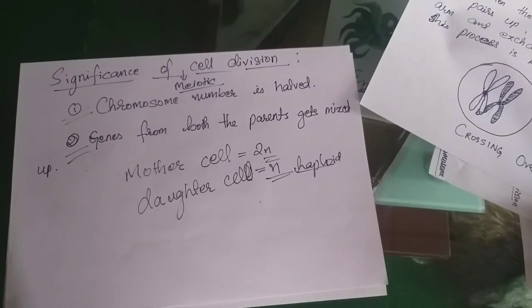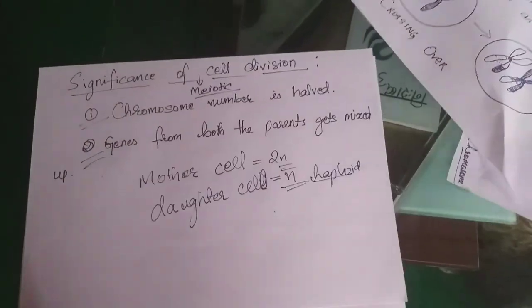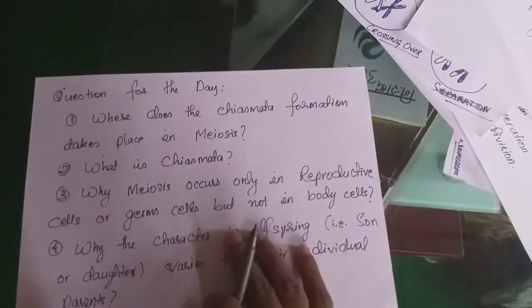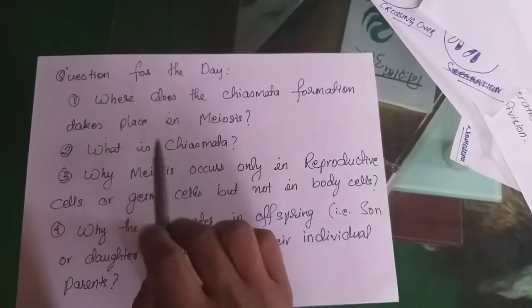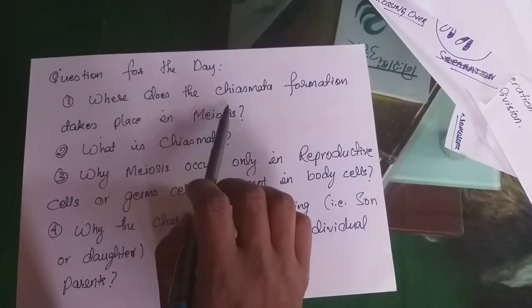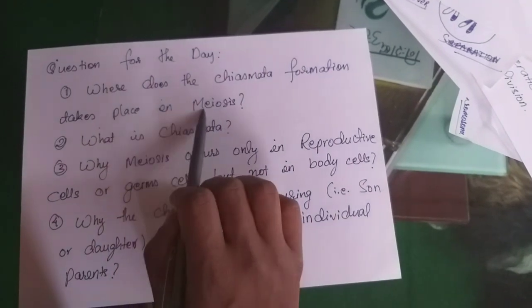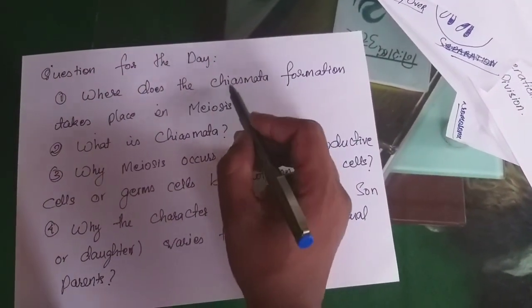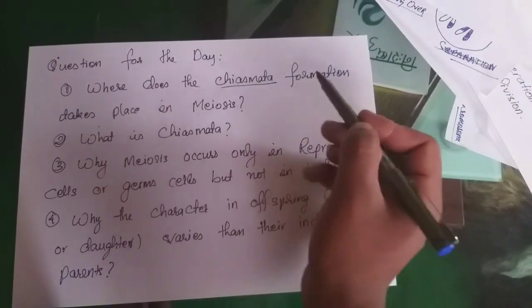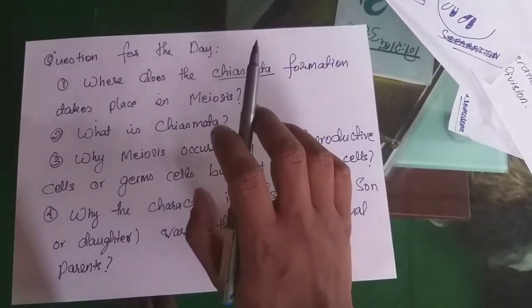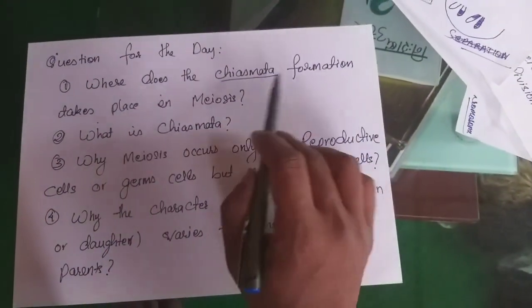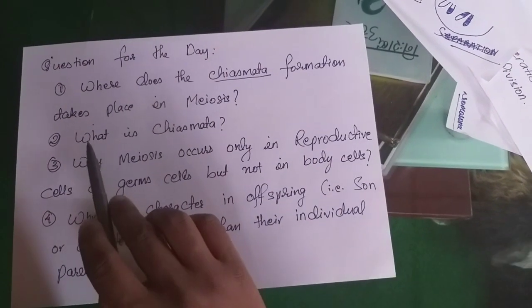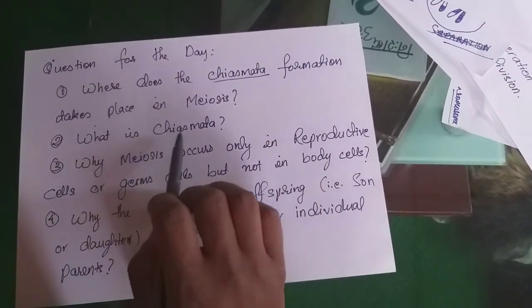I have some questions for you. I have already asked one or two questions in between the videos. Now the remaining questions are: where does the chiasmata formation take place in meiosis? There is a particular phase where chiasmata formation takes place. You need to label in what phase, or after which phase, chiasmata formation takes place. Question number two is, what is chiasmata?